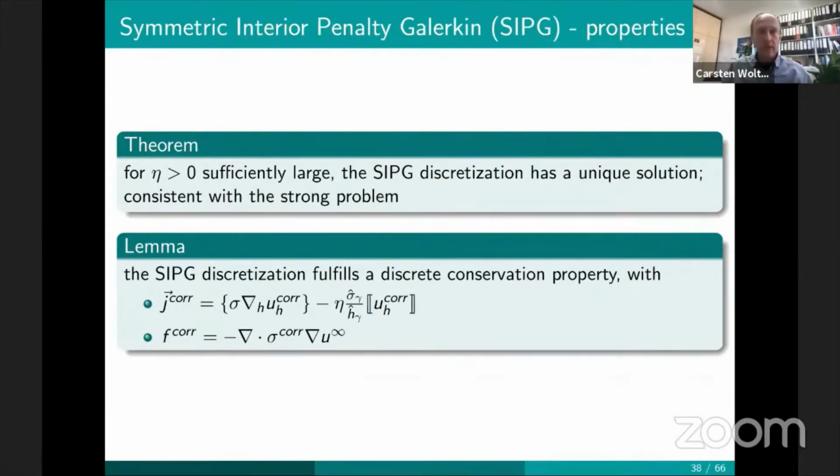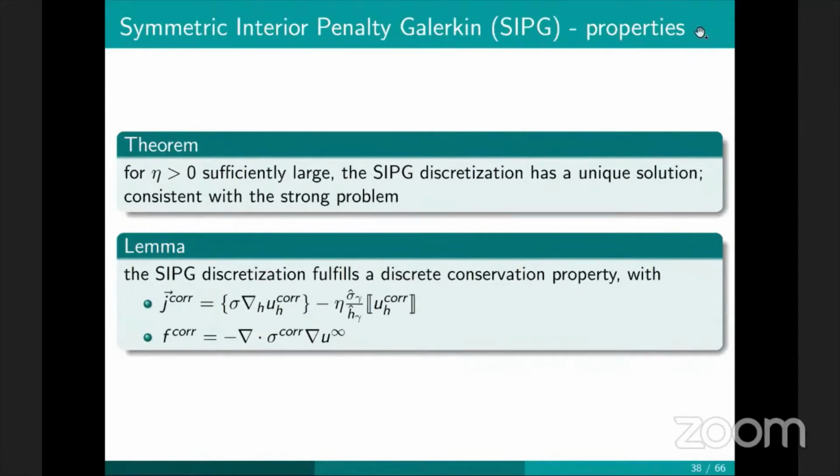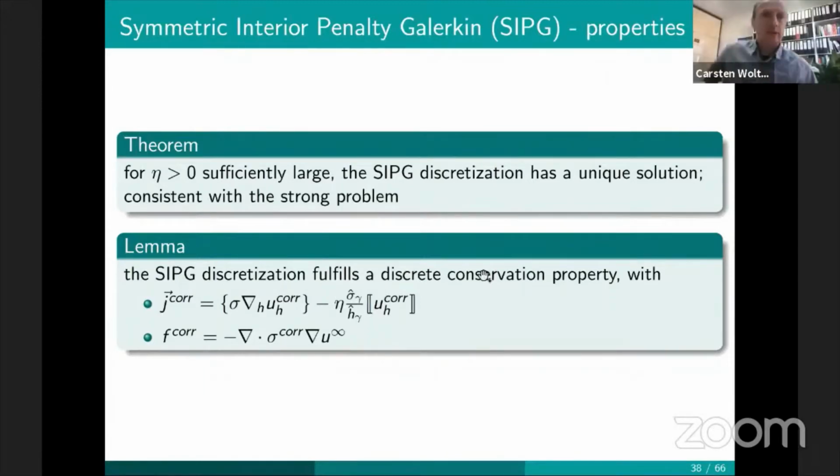So for the discontinuous Galerkin, I have to make this smaller here. What we can show is that if the eta of the penalty term is only sufficiently large, and after some tuning we now have a parameter that we always use in these simulations, the SWIP-G discretization has a unique solution, and it is also consistent with the strong problem. And especially if we define the correction and the left-hand side and the right-hand side in this conservation of charge law in this way, then this discretization fulfills a discrete conservation property.